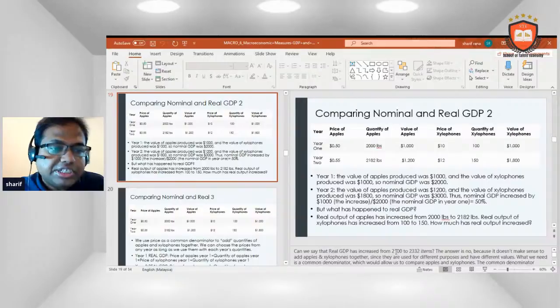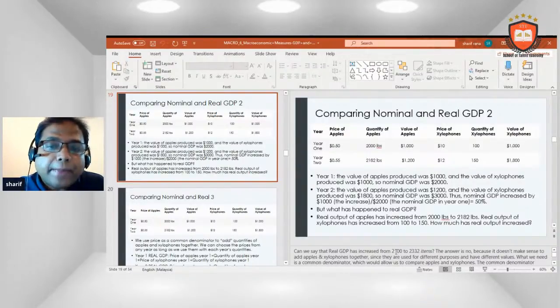Comparing nominal and real GDP. Year 1. The value of apples produced was $1,000. The value of xylophones produced was $1,000. So nominal GDP was $2,000. Year 2. The value of apples produced was $1,200 and the value of xylophones produced was $1,800. So nominal GDP was $3,000. Nominal GDP increased by 1,000 divided by 2,000, a 50% increase. But what happened to real GDP?